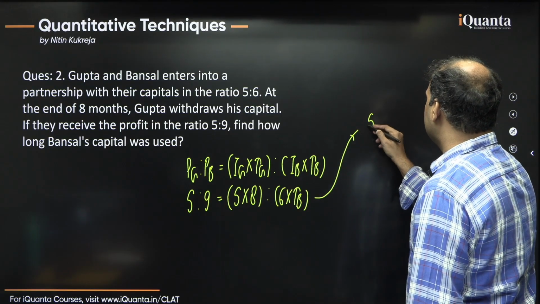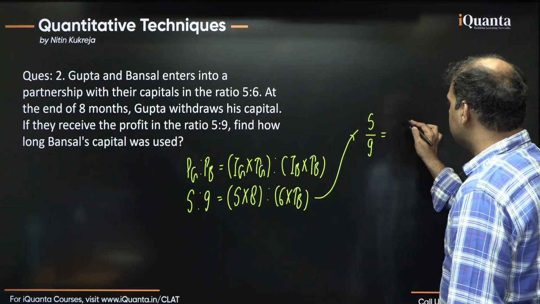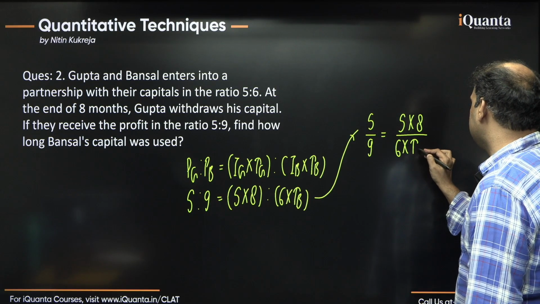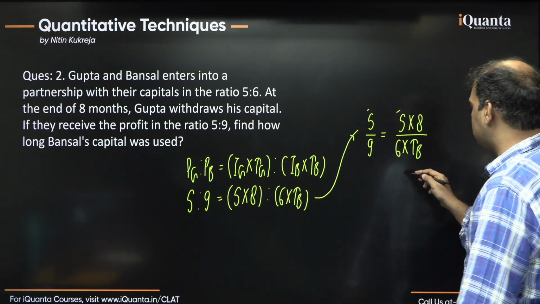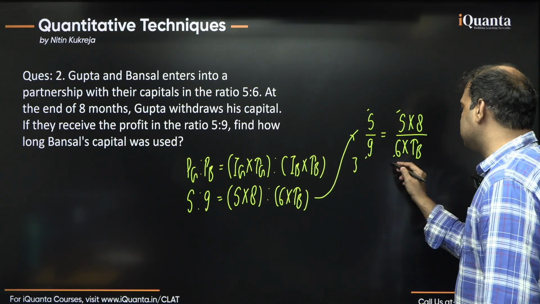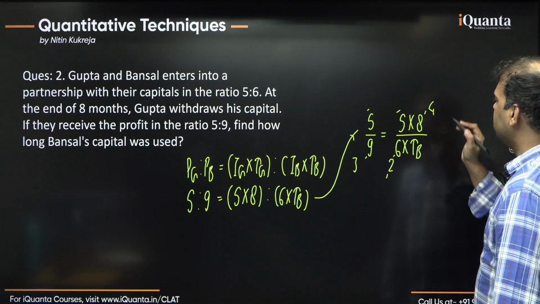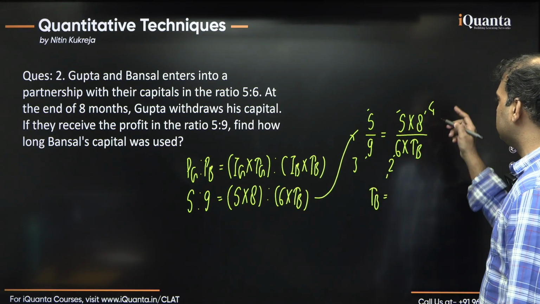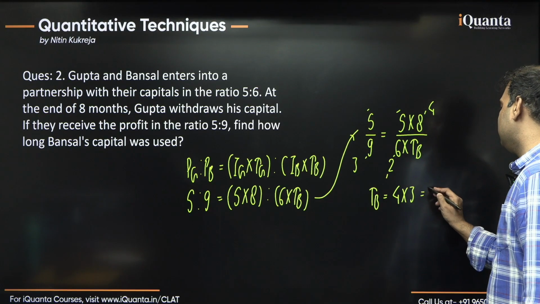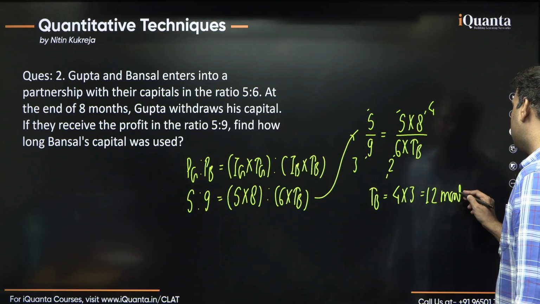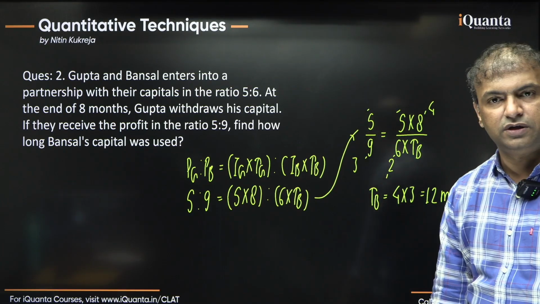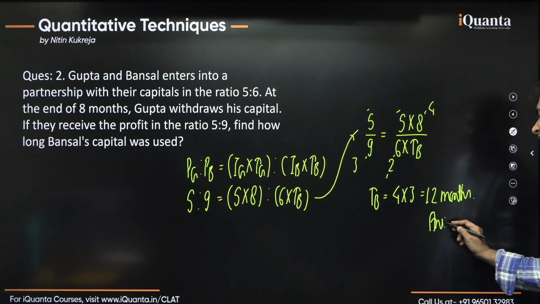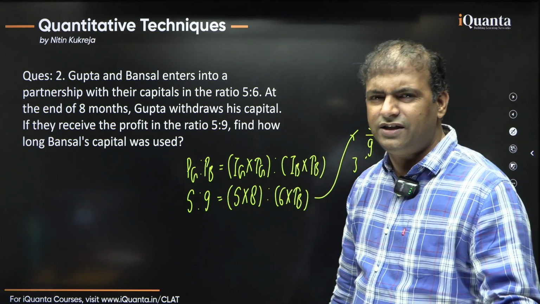All right, if I write this in the form of fractions for a while, so that I can cancel a few terms. So what shall we get? 5 into 8 upon 6 into TB. You see that 5 got cancelled. Among 6 and 9, 3 will be cancelled, and again 2 and 8 will get simplified further. So TB should go here, and that 3 should go here. So 4 into 3, that means 12 months should be the time period for which the capital of Mr. Bansal has been used. So we'll say Mr. Bansal's capital was used for 12 months or 1 year, right? So this is how we can solve this easy question, I would say, right?